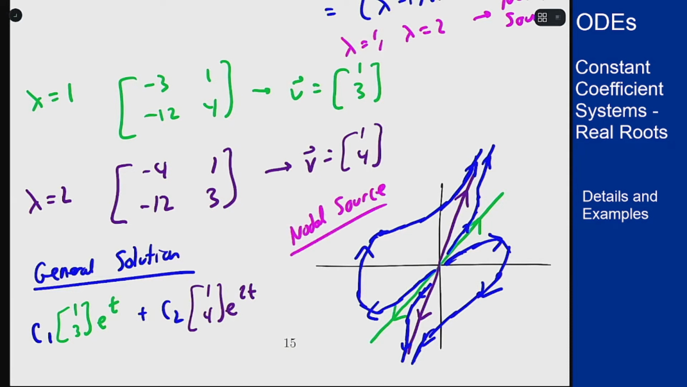It looks a fair bit different from the one we did in the previous example. That was 1, minus 1 and 1, 1 for the eigenvectors, but that's just because of the angles between these vectors. You get some different looking pictures depending on how close or far apart the vectors are, and this one looks a little bit strange because of it, but the idea of how you build it is still the same.